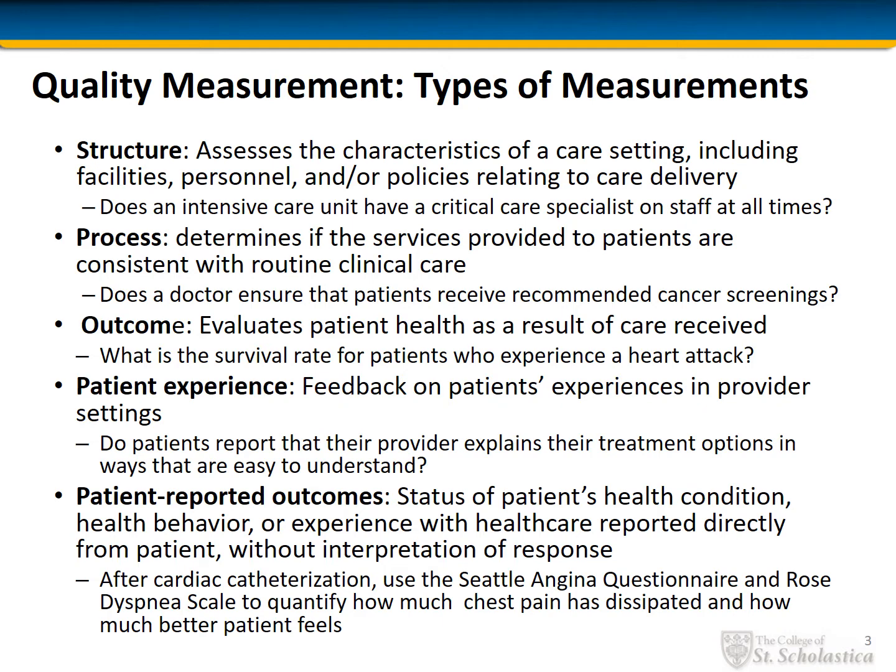Process measures determine if the services provided to patients are consistent with routine clinical care. For example, does a doctor ensure that patients receive recommended cancer screenings? This is actually a process measure that serves value-based care well. Other process measures for value-based care success might include those looking at the existence of provider attribution processes so that the patient has what might be considered a true patient-centered medical home.